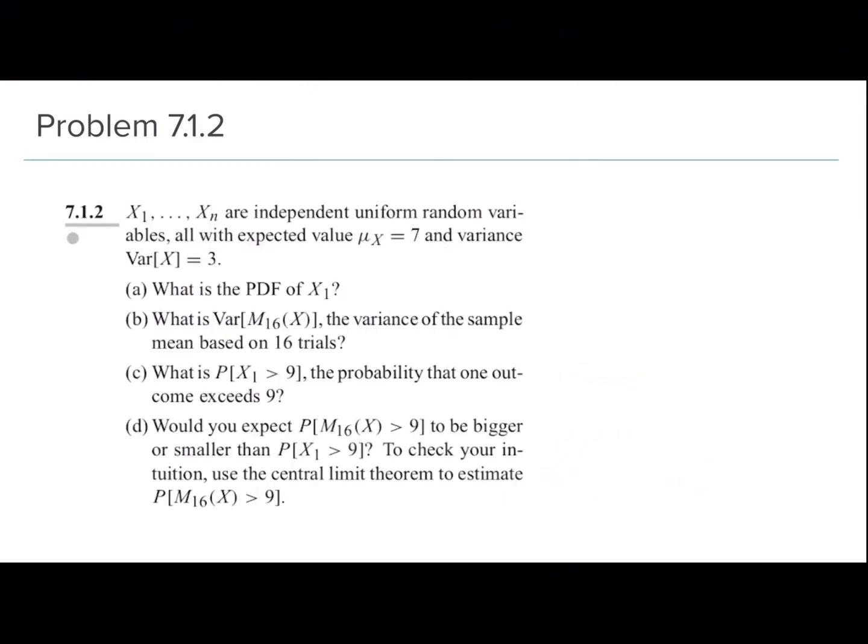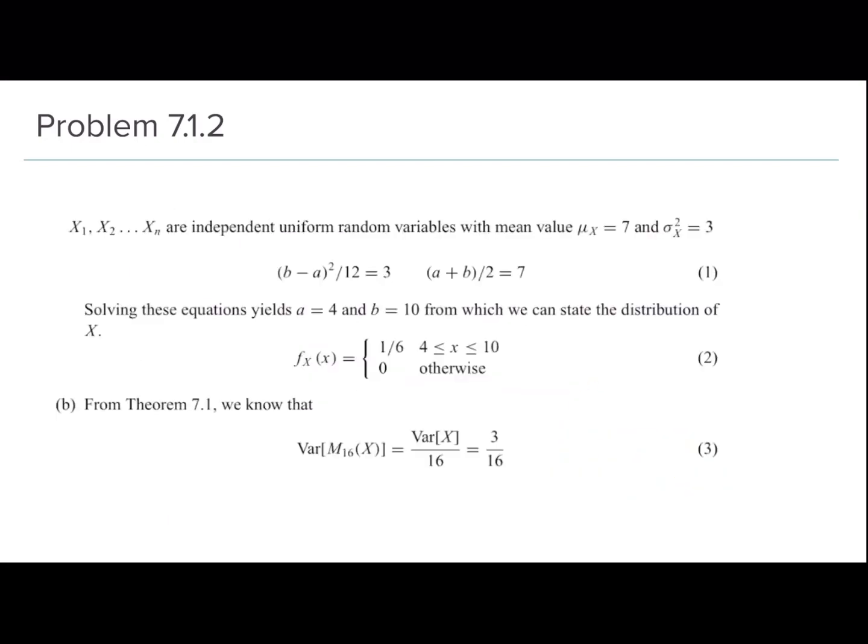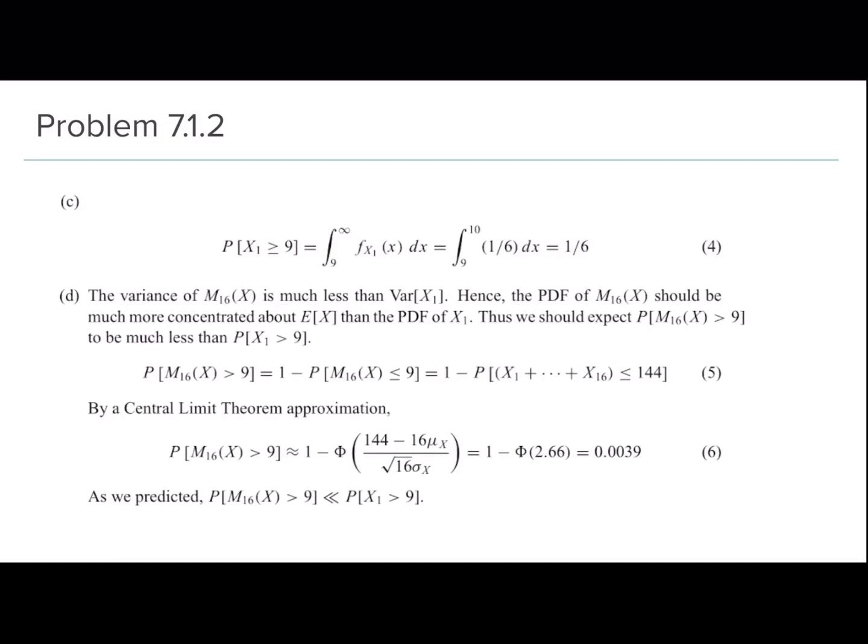Right, so the next part says, what is the probability that X1 is greater than 9, the probability that one outcome exceeds 9. So we've already found the PDF of X in the previous part, and fX of x is equal to 1 over 6 for x belonging to the interval 4 to 10 and 0 otherwise. To find the probability that X1 is greater than 9, we can just integrate over the PDF from 9 to infinity. And since the PDF is nonzero only in the interval 4 to 10, this will become the integral of 1 over 6 dx, where 1 over 6 is fX of x. So fX of x dx integrated from 9 to 10 is simply equal to 1 over 6.